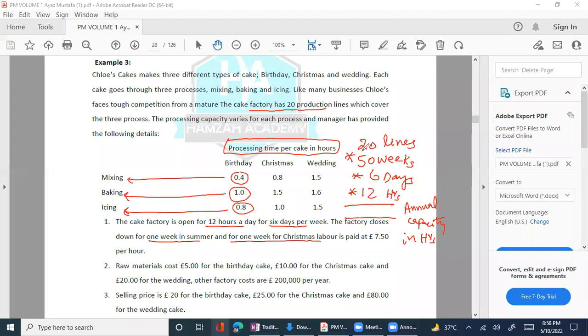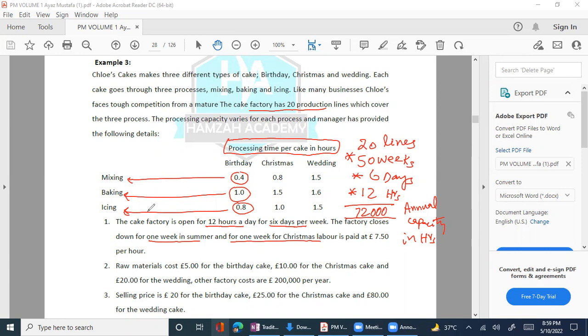So we will be having a total production capacity of this company. Is this after multiplication with 20? Okay, so 72,000 hours is the production capacity of each department: mixing, baking, and icing.